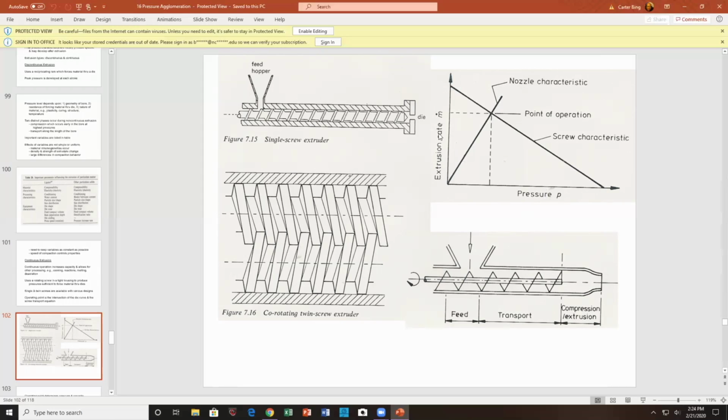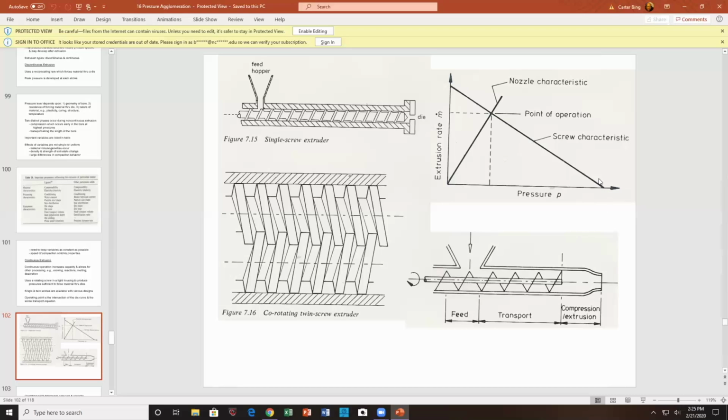Pressure times volumetric flow rate is actually the power. So if I take the pressure times the flow rate, I will eventually get power out of that. And where those two curves intersect is the operating point. So you ask the equipment supplier to give you this screw characteristic. They may not like to give it to you, but you can ask for it. And that will certainly help you in understanding the operation of your machine.